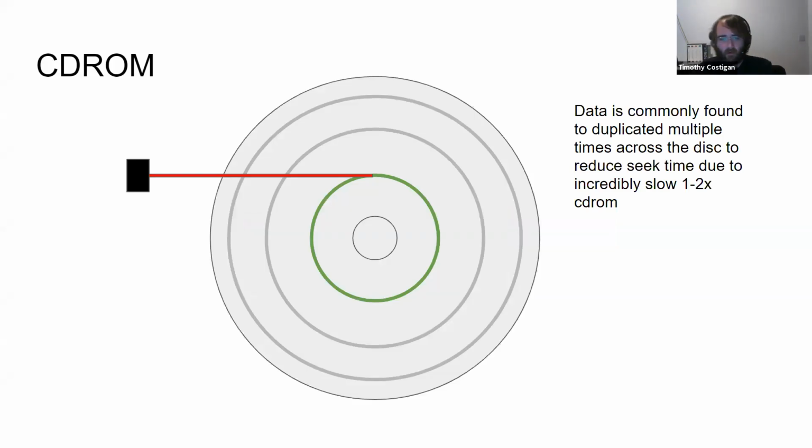This is just more of an interesting tidbit, because the CD-ROMs were so slow, especially in the early days of the PlayStation, it was quite common to have very little of the CD-ROM actually used, and instead they would just duplicate the same game multiple times throughout the disk, so that the seek time would never be that high.